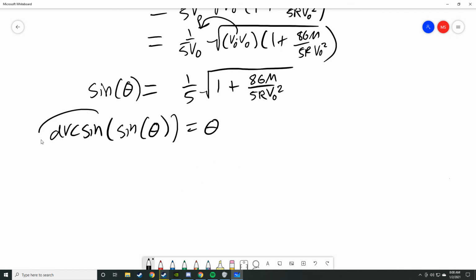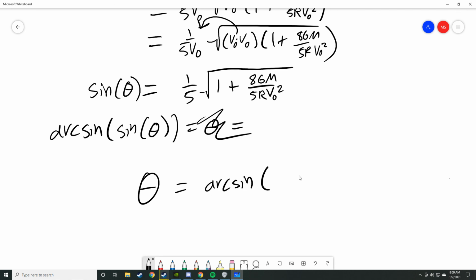But if we take the arc sine of one side, we have to take the arc sine of the other side as well. So theta is equal to, and let me write this on a new line here so it's nice and neat, theta is equal to arc sine, or sine inverse, whatever you want to call it, of 1/5 the square root of 8gm over 5r v naught squared plus 1. And there you go. There is your theta.